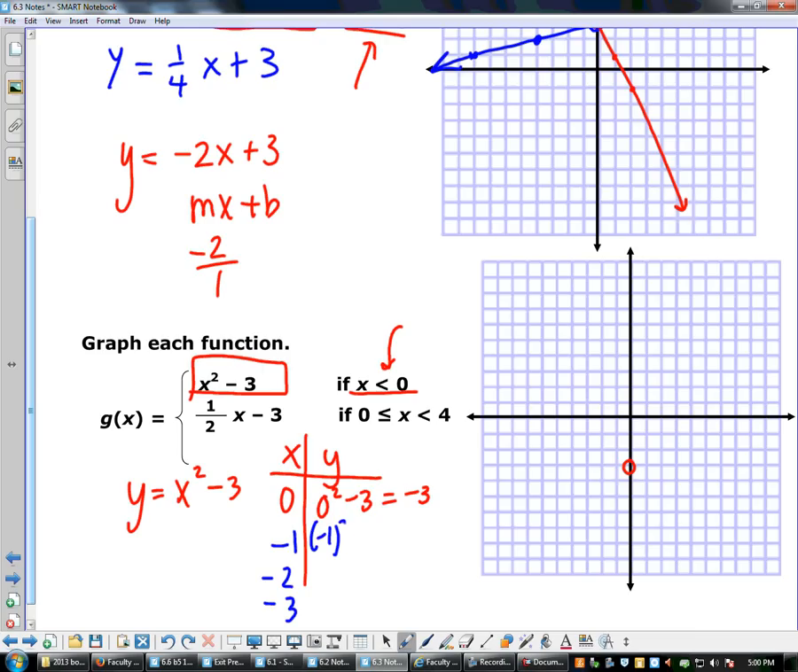So -1 squared minus 3 will be 1 minus 3, or -2. So -1, -2. -2 squared minus 3 will be 4 minus 3, or +1. So -2, +1. And -3 squared minus 3 is 9 minus 3, or 6. So -3, 6. Again, it's a parabola, and we will draw it in, opening up, only when x is less than 0.